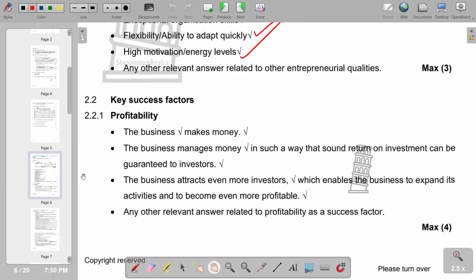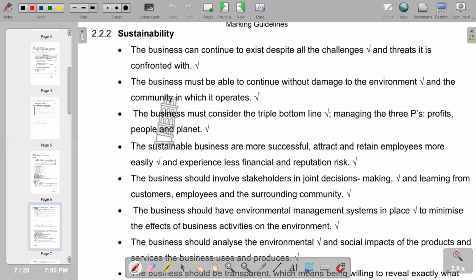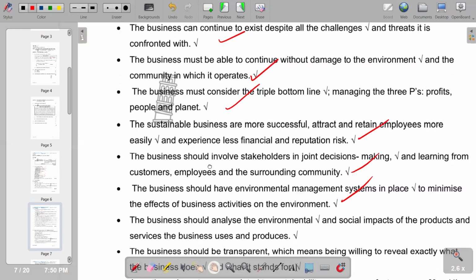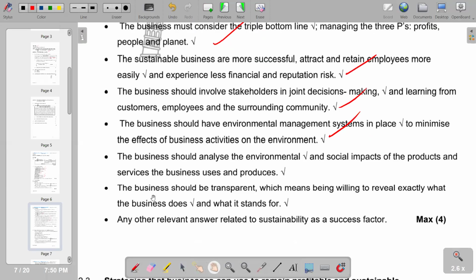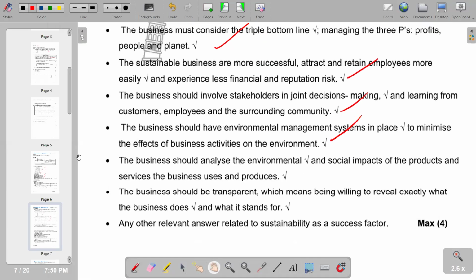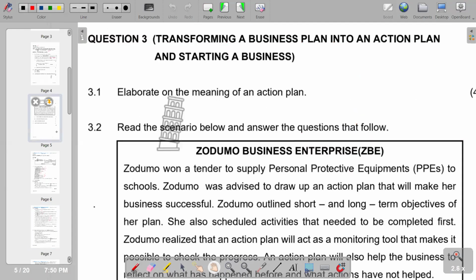And then, of course, moving on to the next one, which is in terms of sustainability, the business can continue to exist despite all the challenges. So these are the explanations of sustainability. So with that, we move on to the next question.